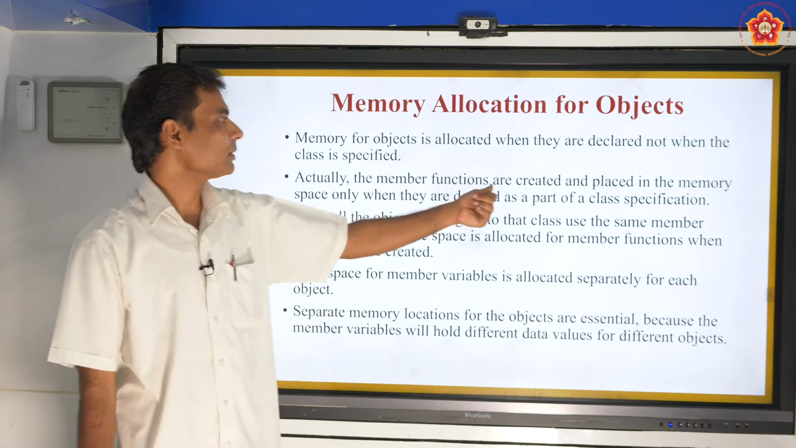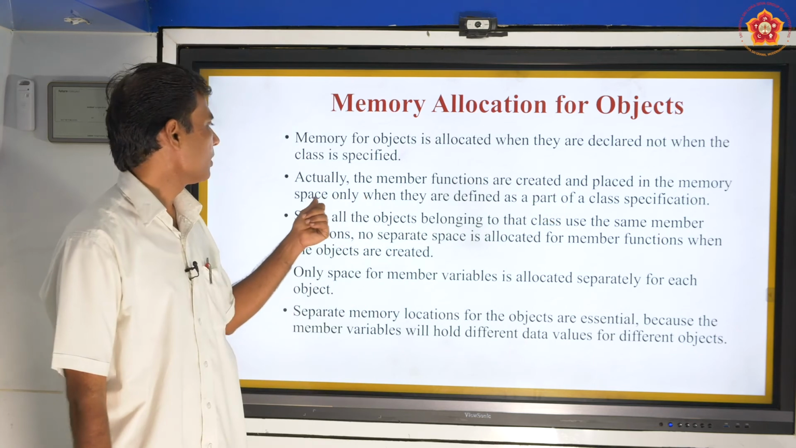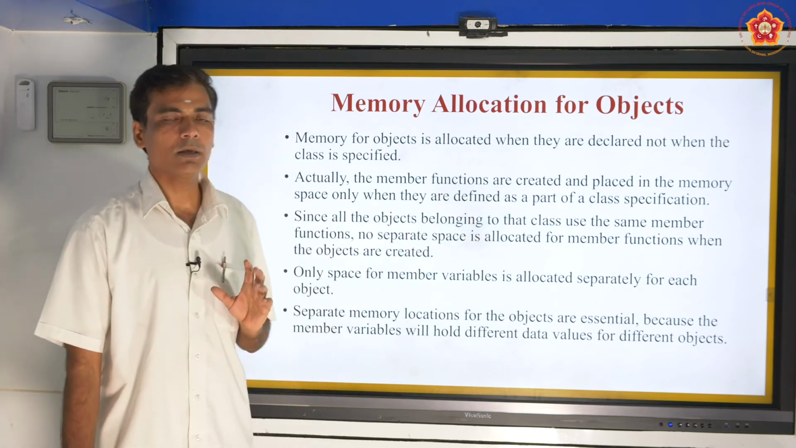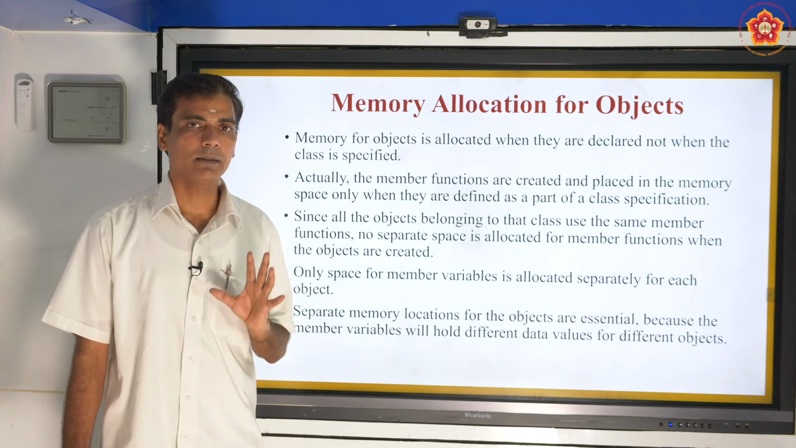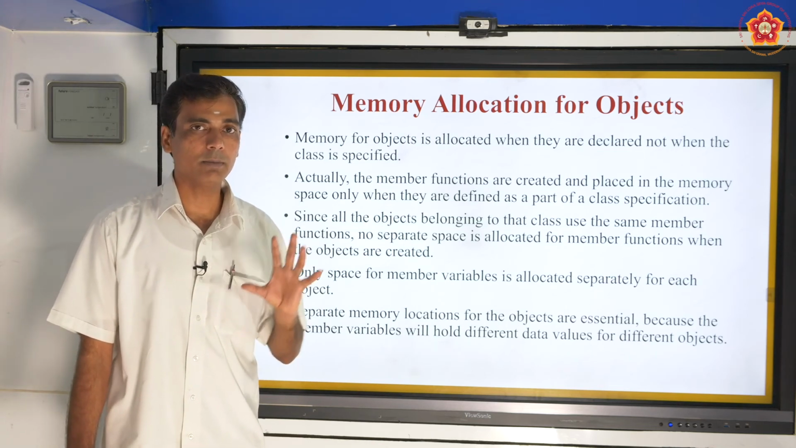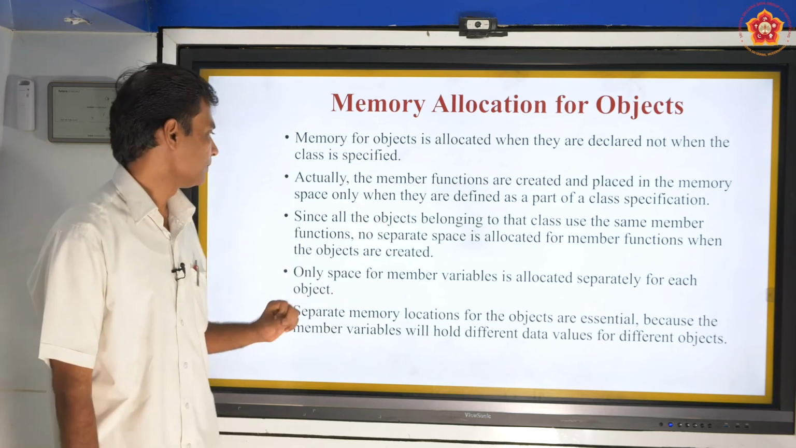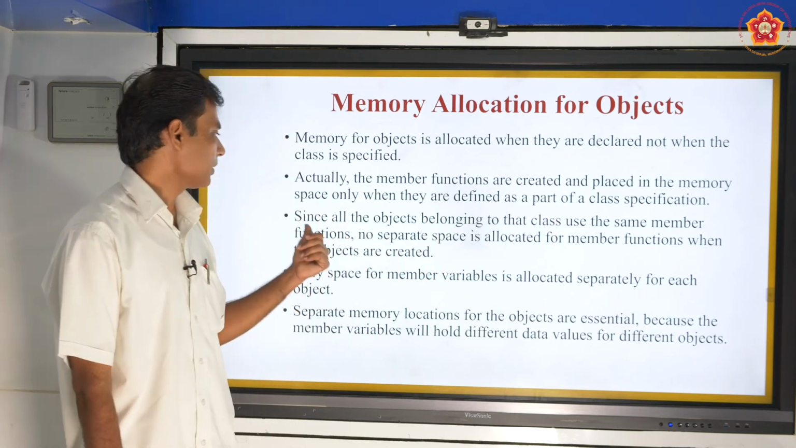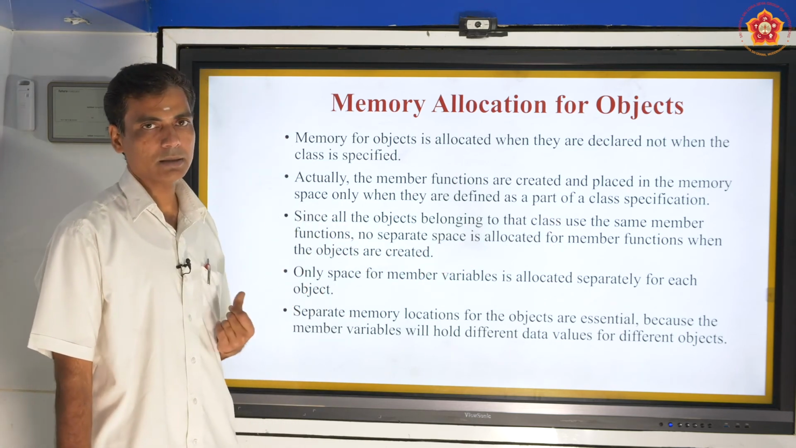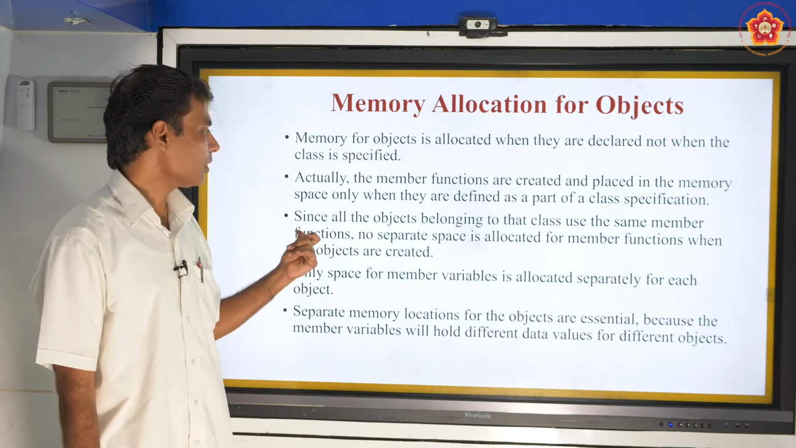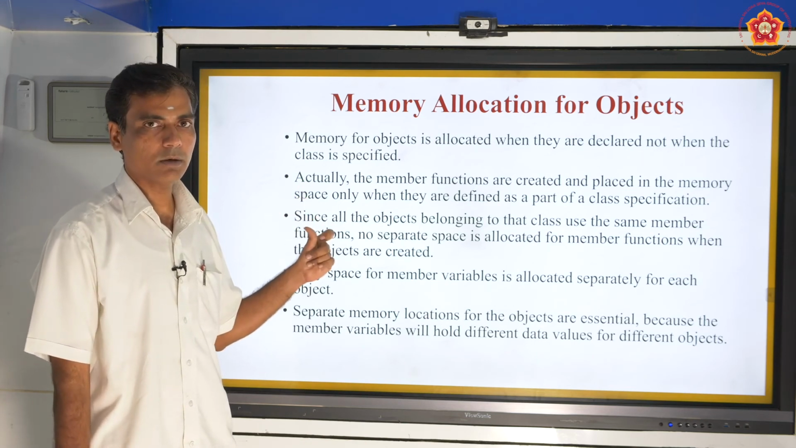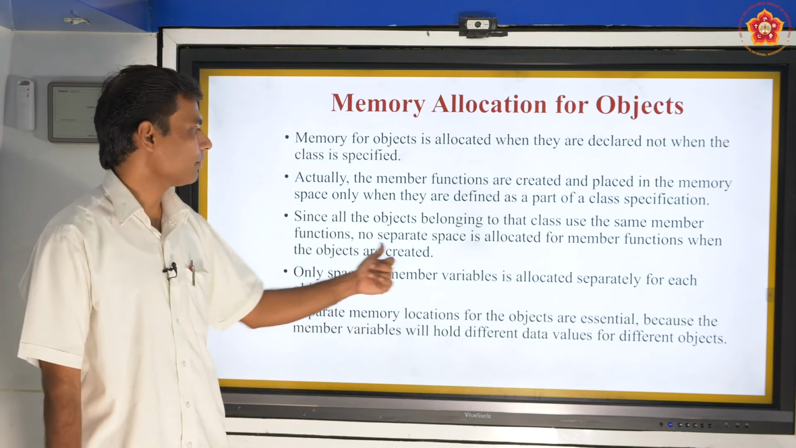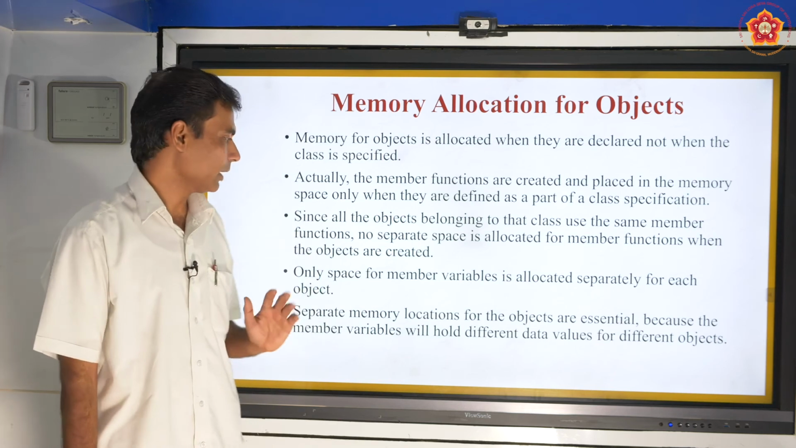Actually the member functions are created and placed in memory space only when they are defined as part of the class specification. So when you write a class definition, that time the memory will be allocated only to functions. Since all the objects belonging to that class use the same member functions, as we have seen while discussing the this pointer, all the objects access the same set of member functions. So no separate space is allocated for member functions when the objects are created, as we have discussed.